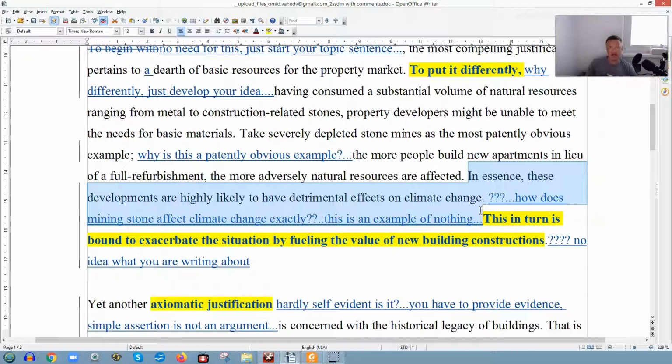Natural resources are affected. You were just talking about stone, taking stone out of a quarry. What's that got to do with climate change? How is that an example? It's an example of nothing.